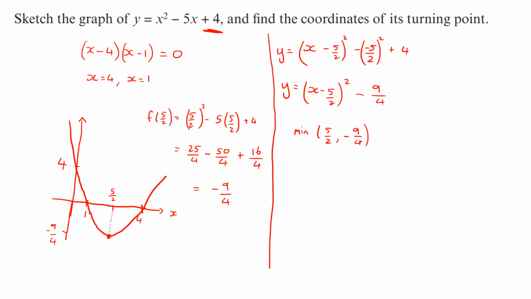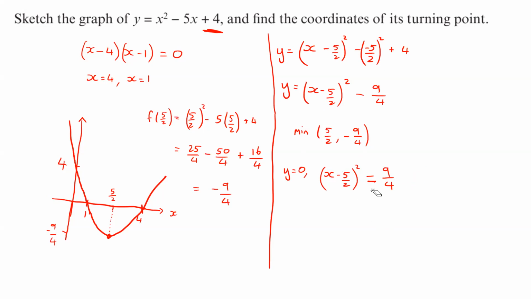The roots, however, so I can't sketch this yet. I need to find the roots. The roots I'm going to have to solve when this is 0. So in order to find the roots, I need to let y equal 0 and then solve this. So I've got x minus 5 over 2 squared minus 9 over 4 equals 0. The first thing I'm going to do is move this across here. So in actual fact, I'm going to be a bit lazy. I'm just going to update it there.